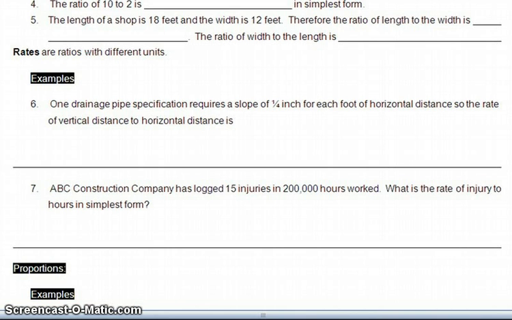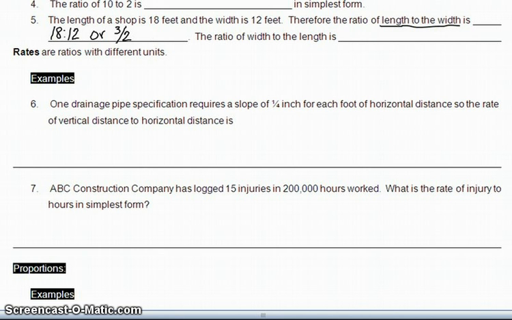Please pause the video now and do number 5 on your own, and make sure you pay attention to how the ratio is written. You're going to write the numbers in the exact same order. Make sure that you simplify the fraction to its simplest form. All right, let's see how you did. Number 5 says the length of a shop is 18 feet and the width is 12 feet. Therefore, the ratio of length to width, which means I'm going to put my length in first, it's going to be 18 to 12.